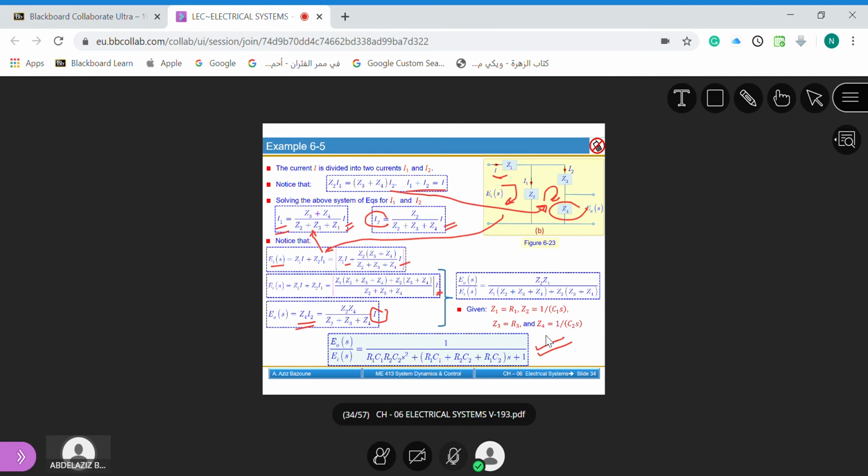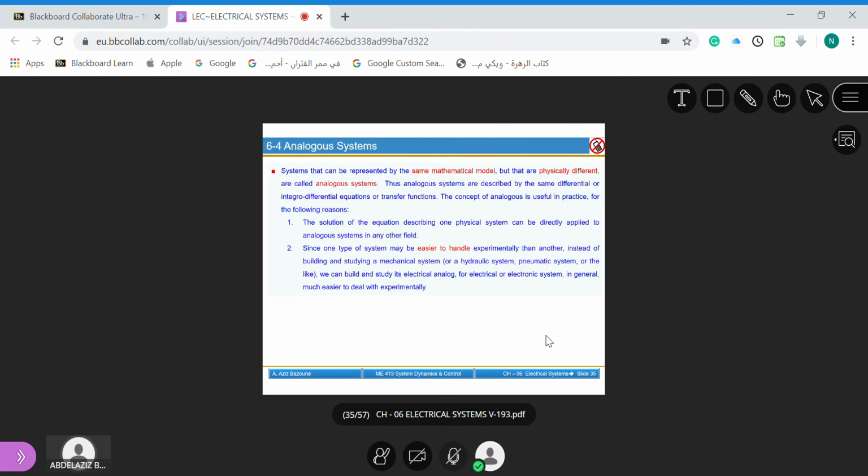You can use any method you like, KVL, KCL, or the impedance method, but if the instructor forces you to use a specific method, you have to use the specific method. This one is easier to do once you know it, because it is systematic.